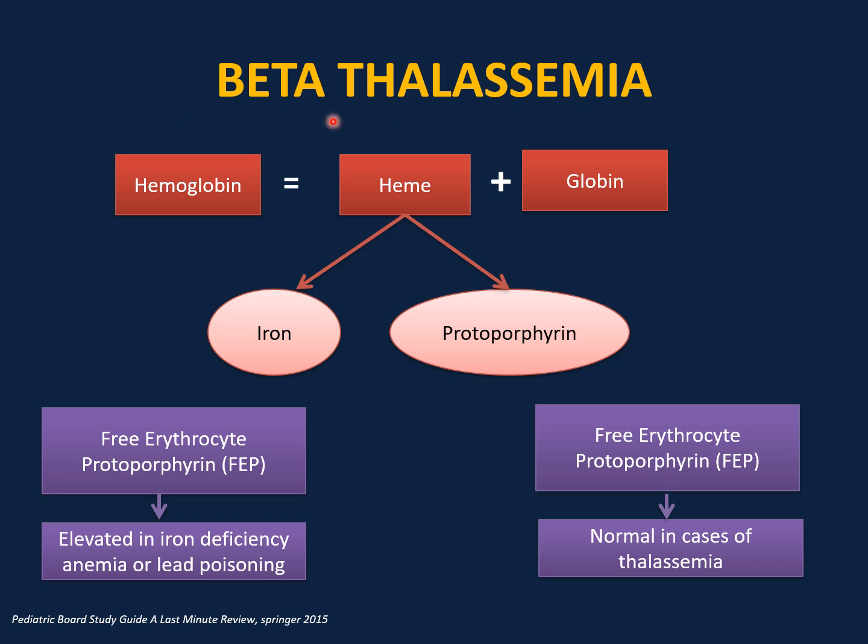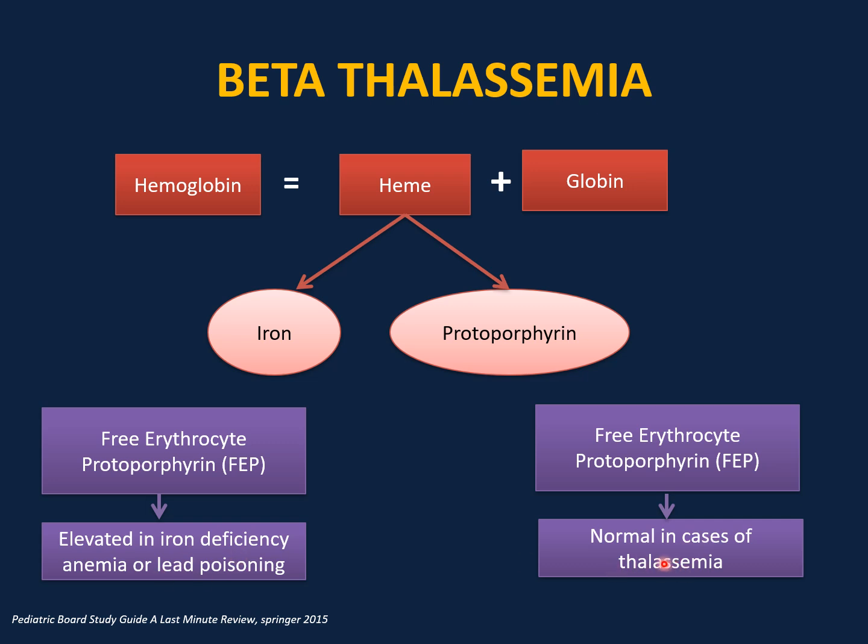If you have a patient who presents with hypochromic microcytic anemia and the diagnosis of beta thalassemia is not clear, and you want to differentiate between iron deficiency anemia and beta thalassemia, you can order a test. It's called the free erythrocyte protoporphyrin. This test will be elevated in cases of iron deficiency anemia or lead poisoning, and will be normal in thalassemia.